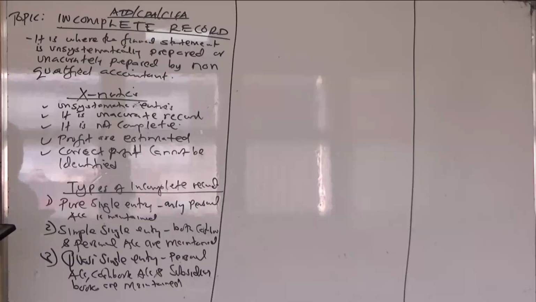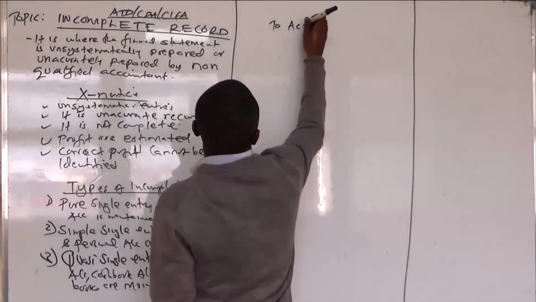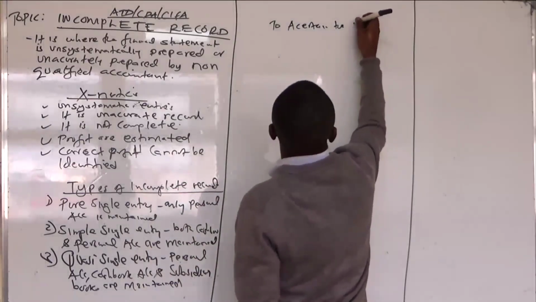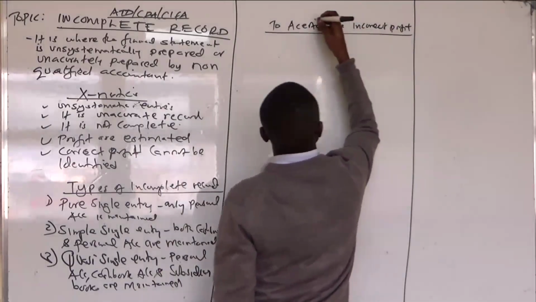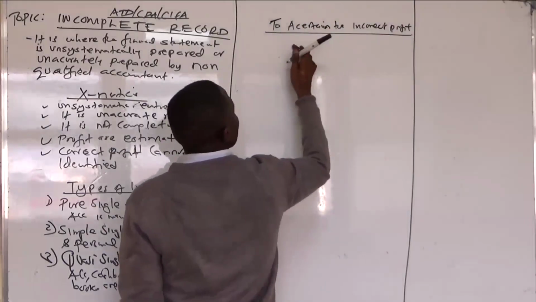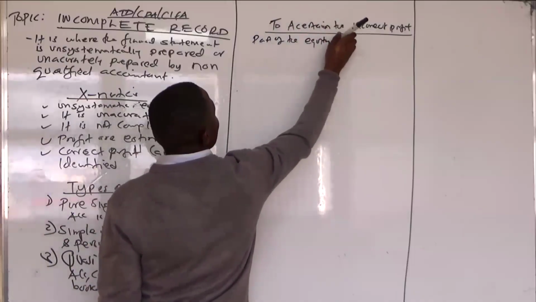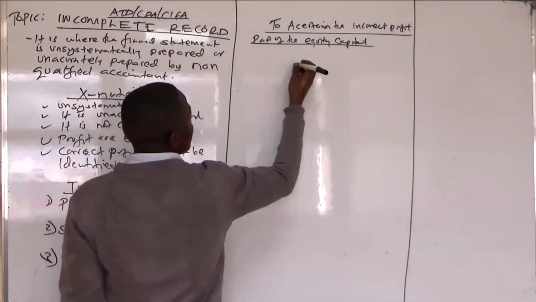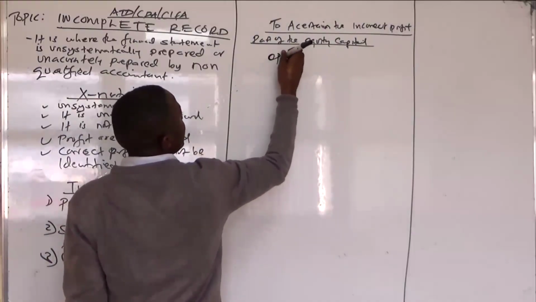So I said to ascertain the incomplete or incorrect profit. We know how do we get profit? In the part of the equity, equity capital. How do we ascertain profit? Profit, we take first, this part is always made up of opening capital.